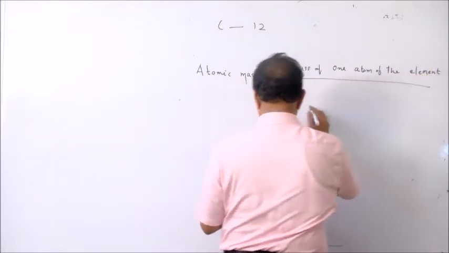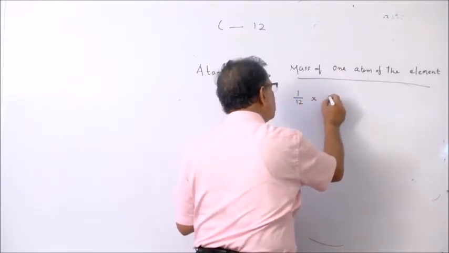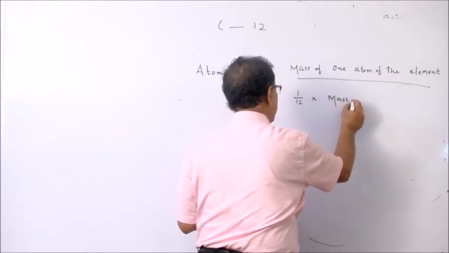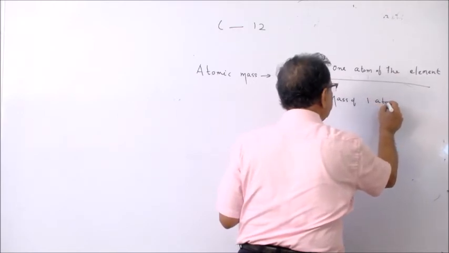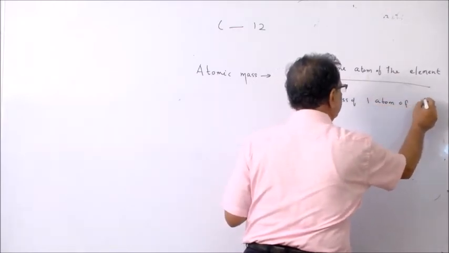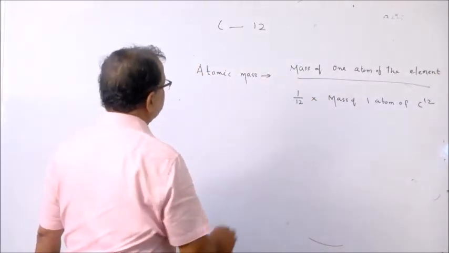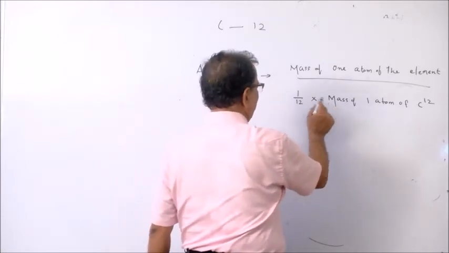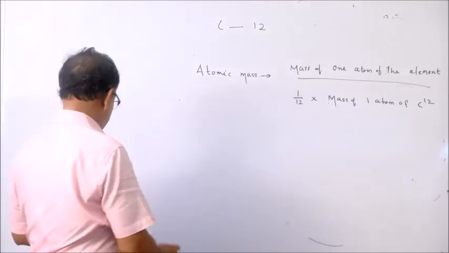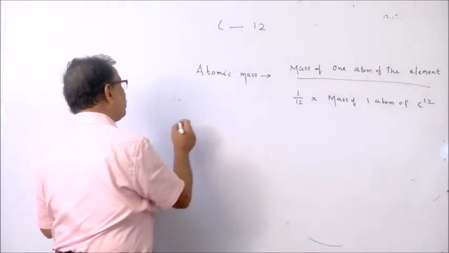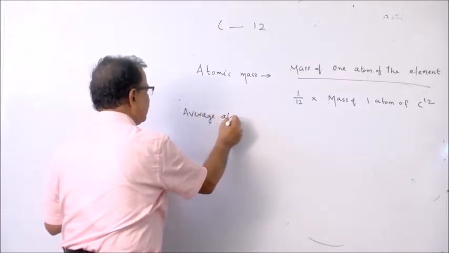divided by 1/12 into the mass of one atom of C-12. So for carbon-12, it is 12 by 12, which is 1. So the mass of one atom is called atomic mass. And then average atomic mass. How can we find out the average atomic mass?